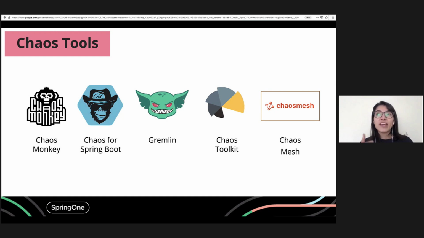Chaos engineering can be automated with these tools. I am talking about Chaos Monkey. It was the first tool for injecting failures in order to generate resilience strategies. A second tool is Chaos Monkey for Spring Boot. I am going to use it in the next slides to show you a demo using this tool. We have other tools in the market: Gremlin, Chaos Toolkit, and Chaos Mesh. They basically offer features to break your systems by injecting failures. So I am going to show you a demo in one moment.